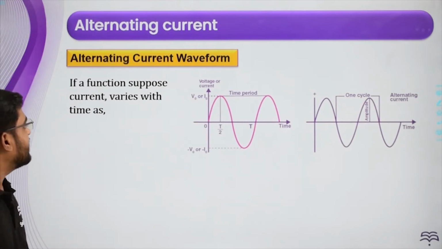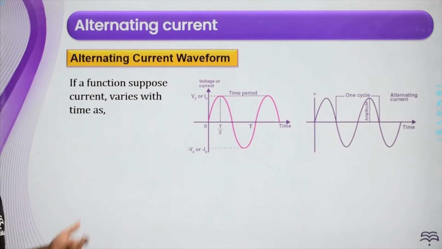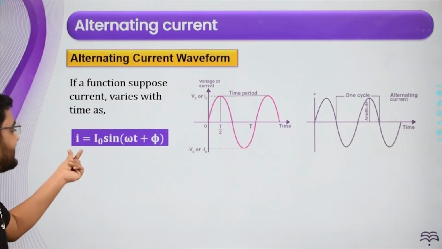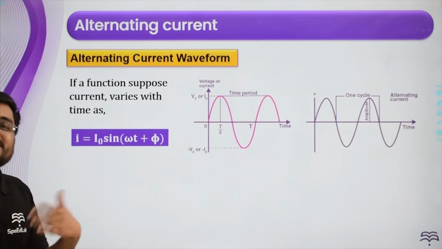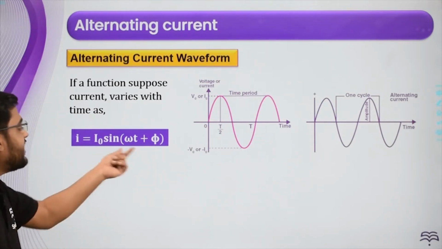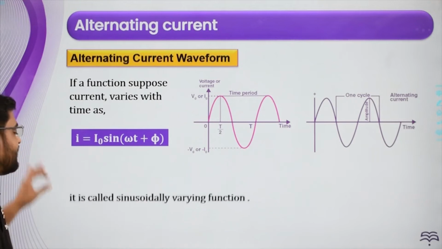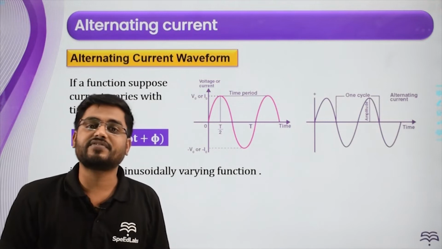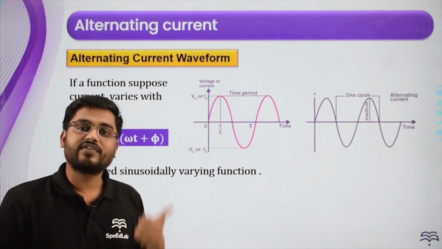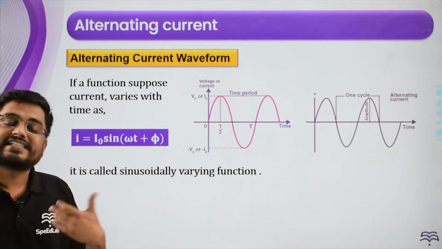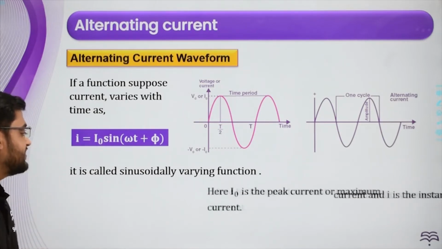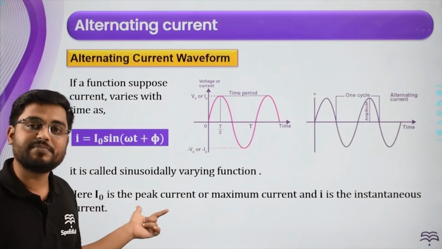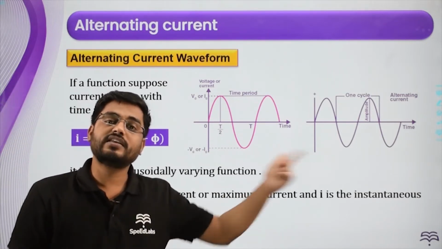Now let us say that this function is a sine function, and it varies like this. So the current at any time is I equals I0 sine(omega t plus phi). I0 is the maximum current, also known as peak current. If this is the form, then it is a sine varying function. Generally we are going to study sine varying functions. Our alternating current and alternating voltage are going to be sine varying functions. Here I0 is known as peak current or maximum current, which is nothing but the amplitude on the graph.